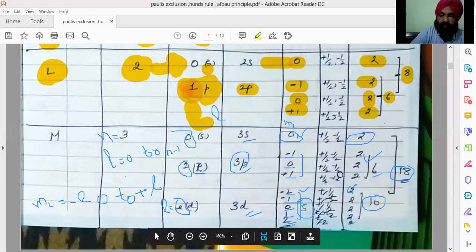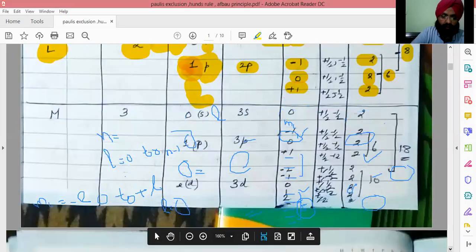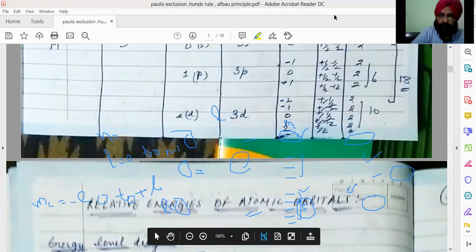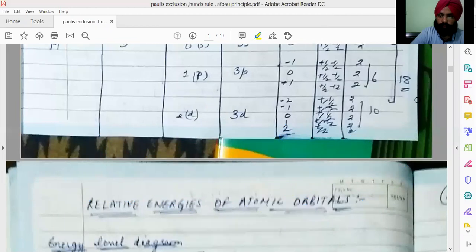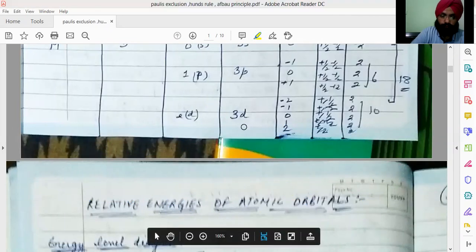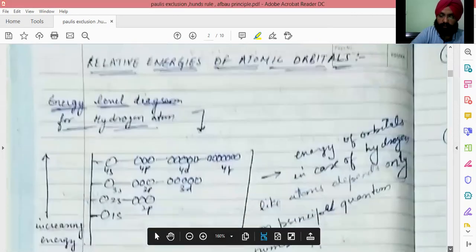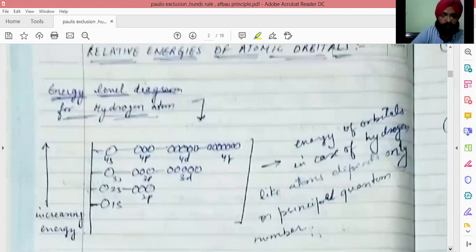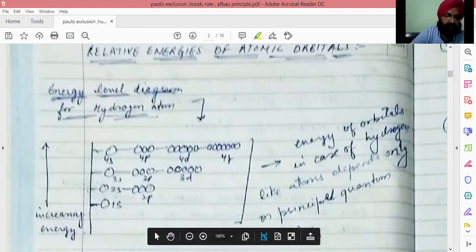Right? Now next is relative energies of atomic orbitals. Now we have main energy shells and we have subshells, because the electrons in the main energy shells cannot have the same energy associated with them. So they differ in their energies, and those differences can be justified with the sub-energy levels inside the main energy shells.